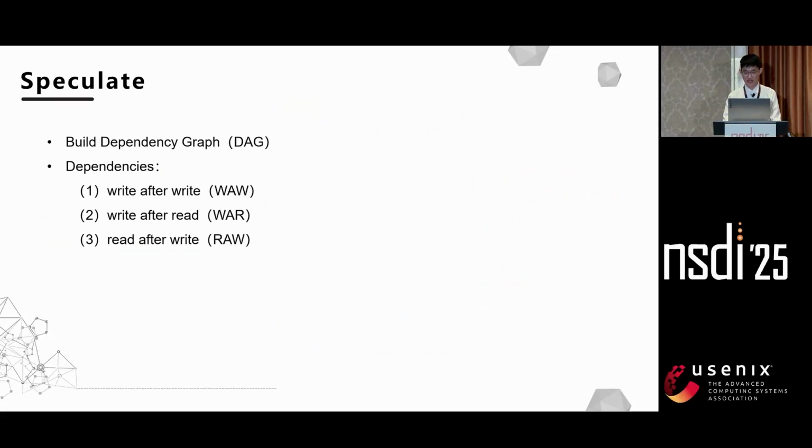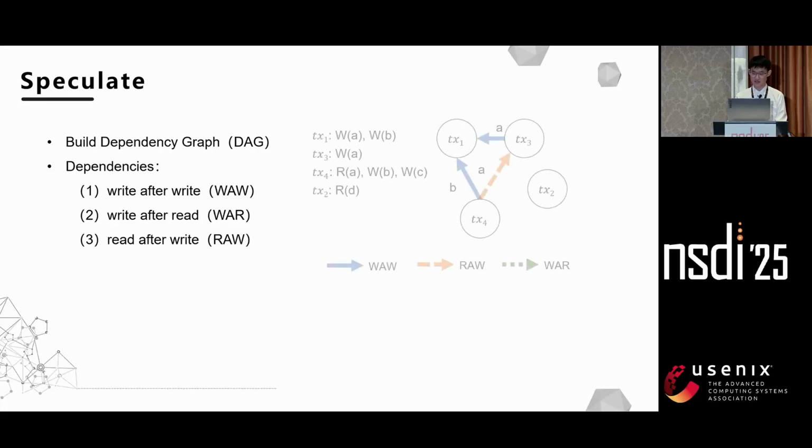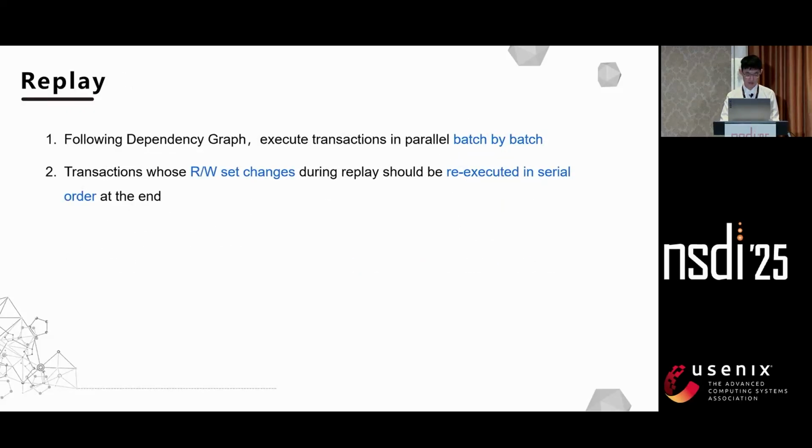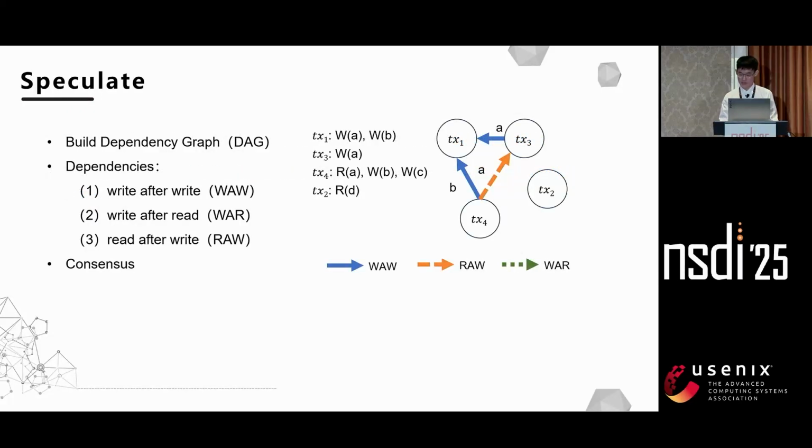Then, according to the read and write sets, we analyze the dependency relationships between transactions and build a DG. The dependency graph is a DAG because all transactions have a predefined order. There will not be a cycle. There are 3 types of dependencies. That is write after write, write after read, and read after write.